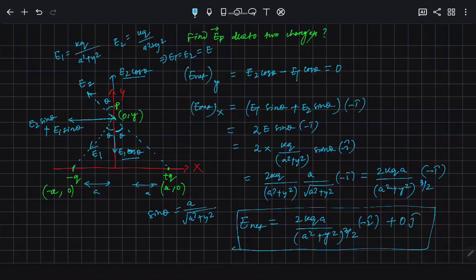Next we will see the electric lines of force. Okay, next class we'll see.